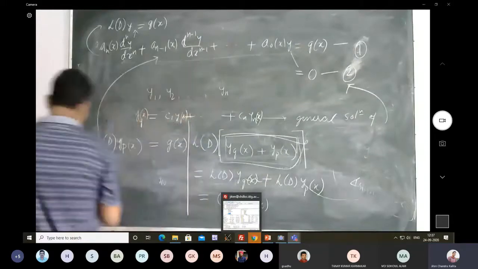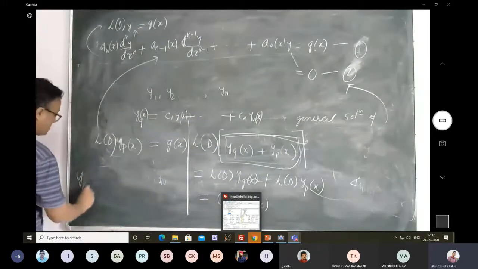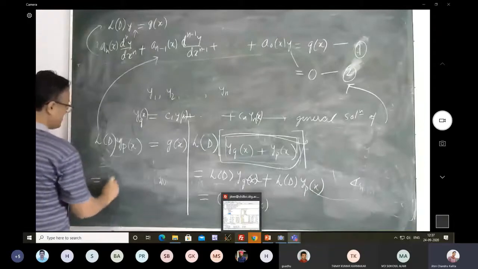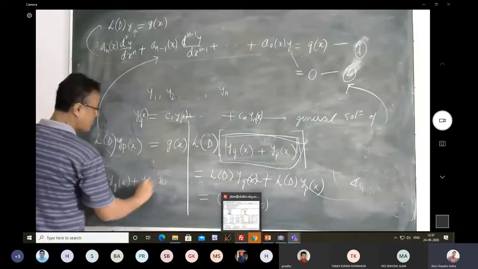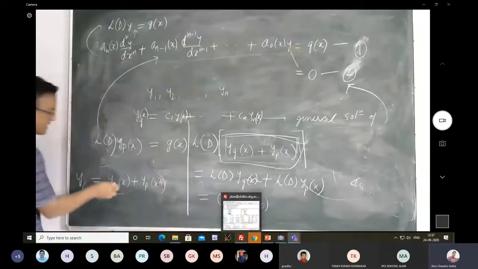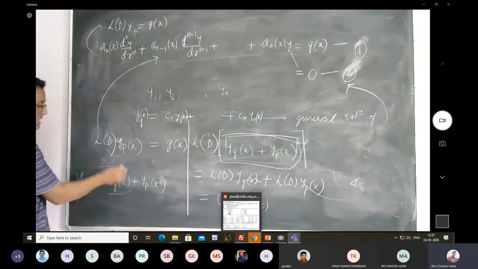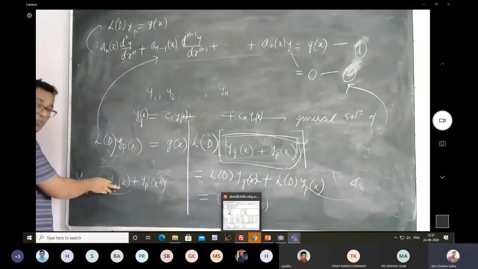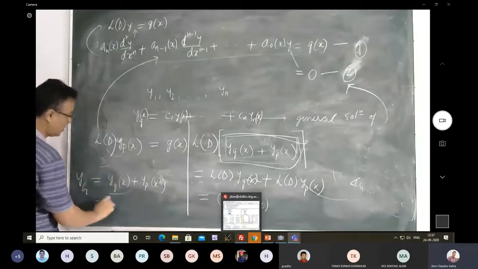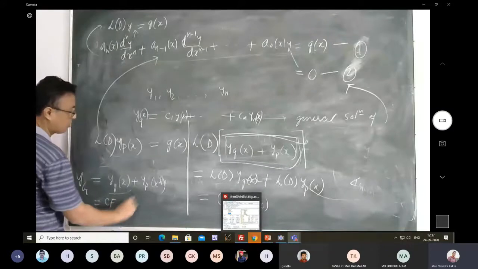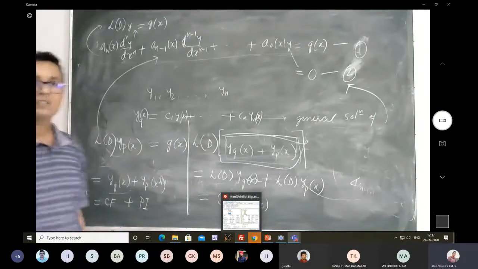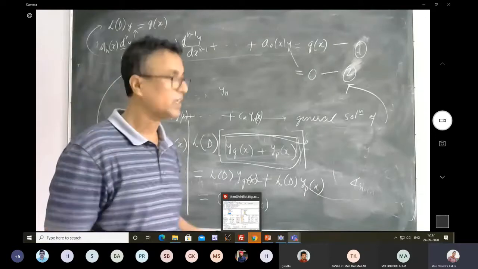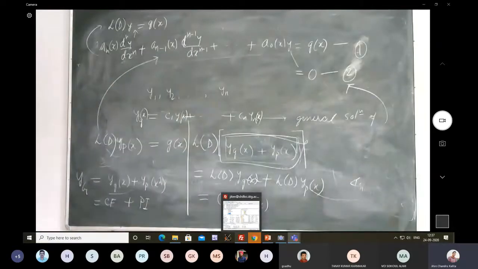So if I denote it by, say, y_G, it is nothing but y_g(x) plus y_p(x), where y_g(x) is the general solution of the homogeneous counterpart, and this is called the complementary function, and of course y_p is nothing but a particular integral. Okay, is it okay? Fine. So this is what it is about.